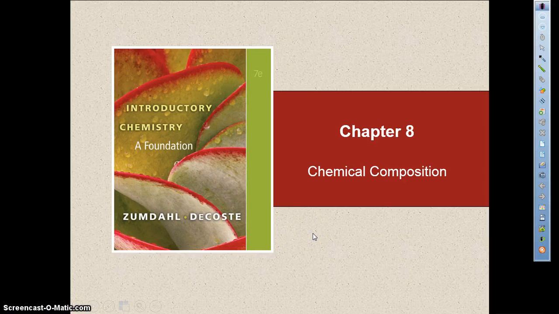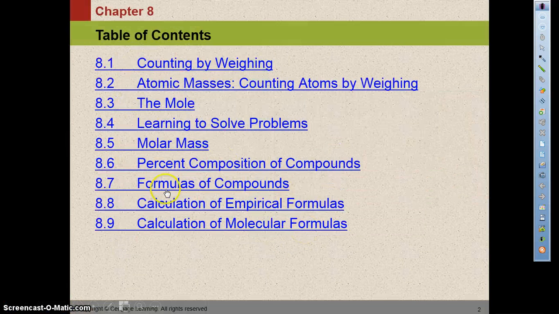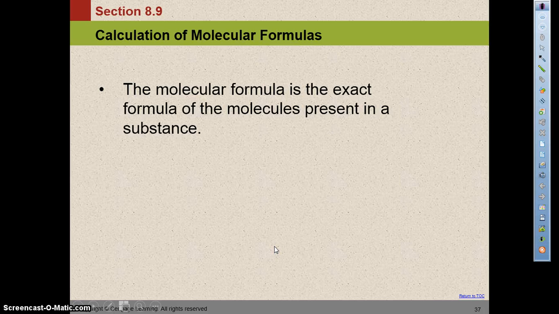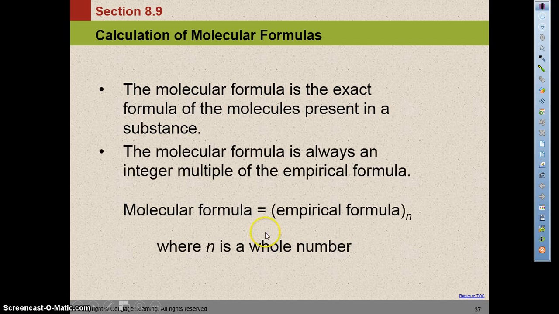In Chapter 8 today, we're going to look at calculation of molecular formulas, and it's really simple once you know how to calculate the empirical formula. By definition, a molecular formula is the exact formula of the molecules present in a substance. The molecular formula is always an integer multiple of the empirical, and this is the example mathematically where n is a whole number. So you're going to calculate your empirical formula.